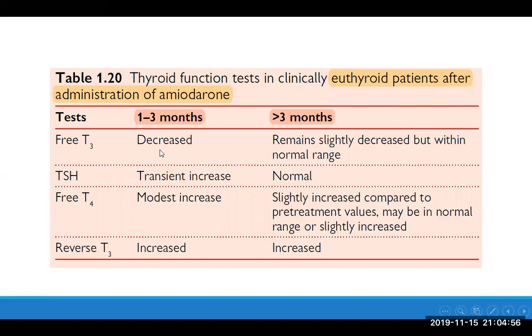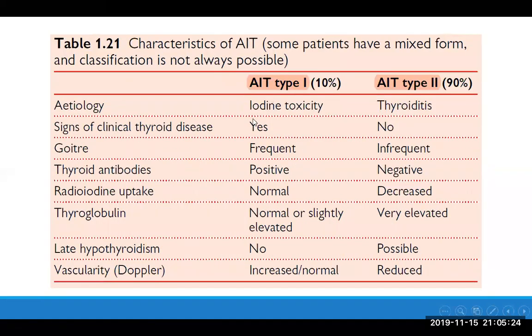Free T3 will be low, TSH transiently increased, and T4 modestly increased because the conversion of T4 to T3 is blocked, so most of the T4 will be retained. And of course, reverse T3, the opposite of free T3, will be increased. After 3 months, TSH will be normalized, the free T3 will be low normal, and the free T4 will be mildly elevated. And this is how to differentiate.